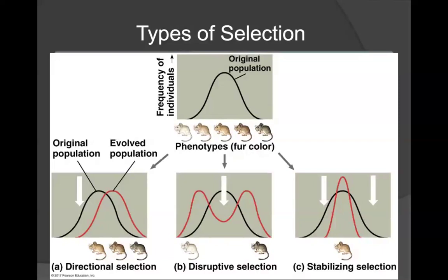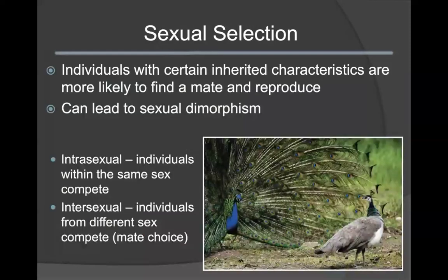You can also have what's termed stabilizing selection. This is where you would see a decrease in the variability of the population and an increase around the mean. In this instance, you would have an increase in brown individuals. Sexual selection can also play a very important role in driving the evolution of a population. Individuals with certain inherited characteristics may be more likely to find a mate and reproduce.